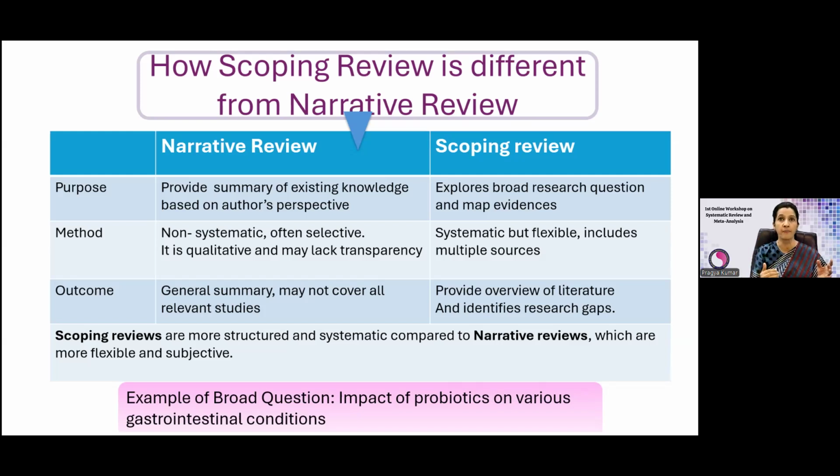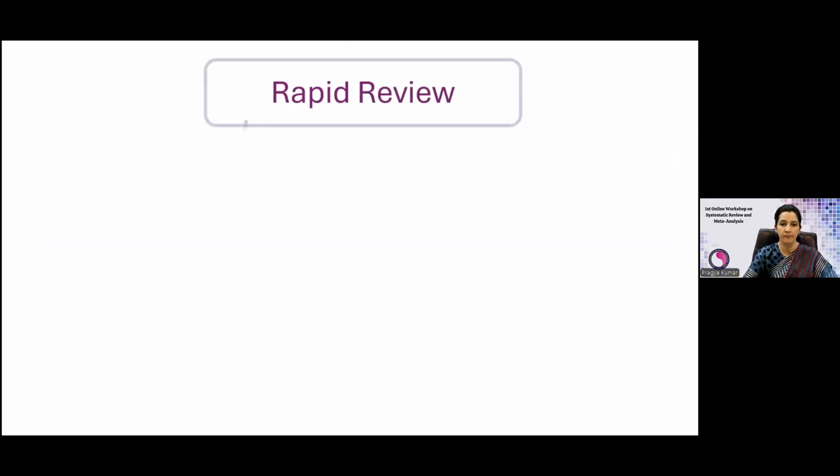particular phenomenon. Whereas a scoping review is not as stringent as a systematic review. Flexibility is there, but again, it is very much in line with the systematic review. The outcome in a narrative review is generally a summary, and may not cover all relevant studies. Whereas a scoping review provides an overview of the literature and identifies the literature gap.